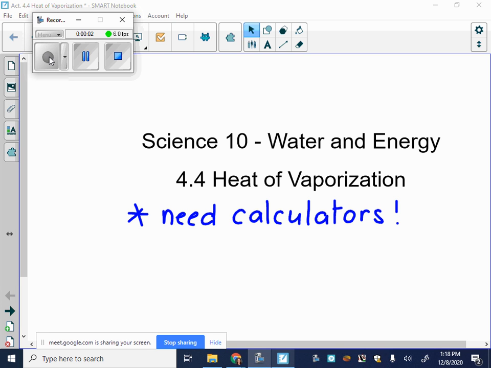Okay, so we're going to be looking at lesson 4.4, heat of vaporization. And this is what happens when we're going through phase changes. We talked about how when a liquid goes into a gas, there's no change in temperature. It stays at 100 degrees Celsius. So we're going to calculate how much heat we need to bring about that change in state.